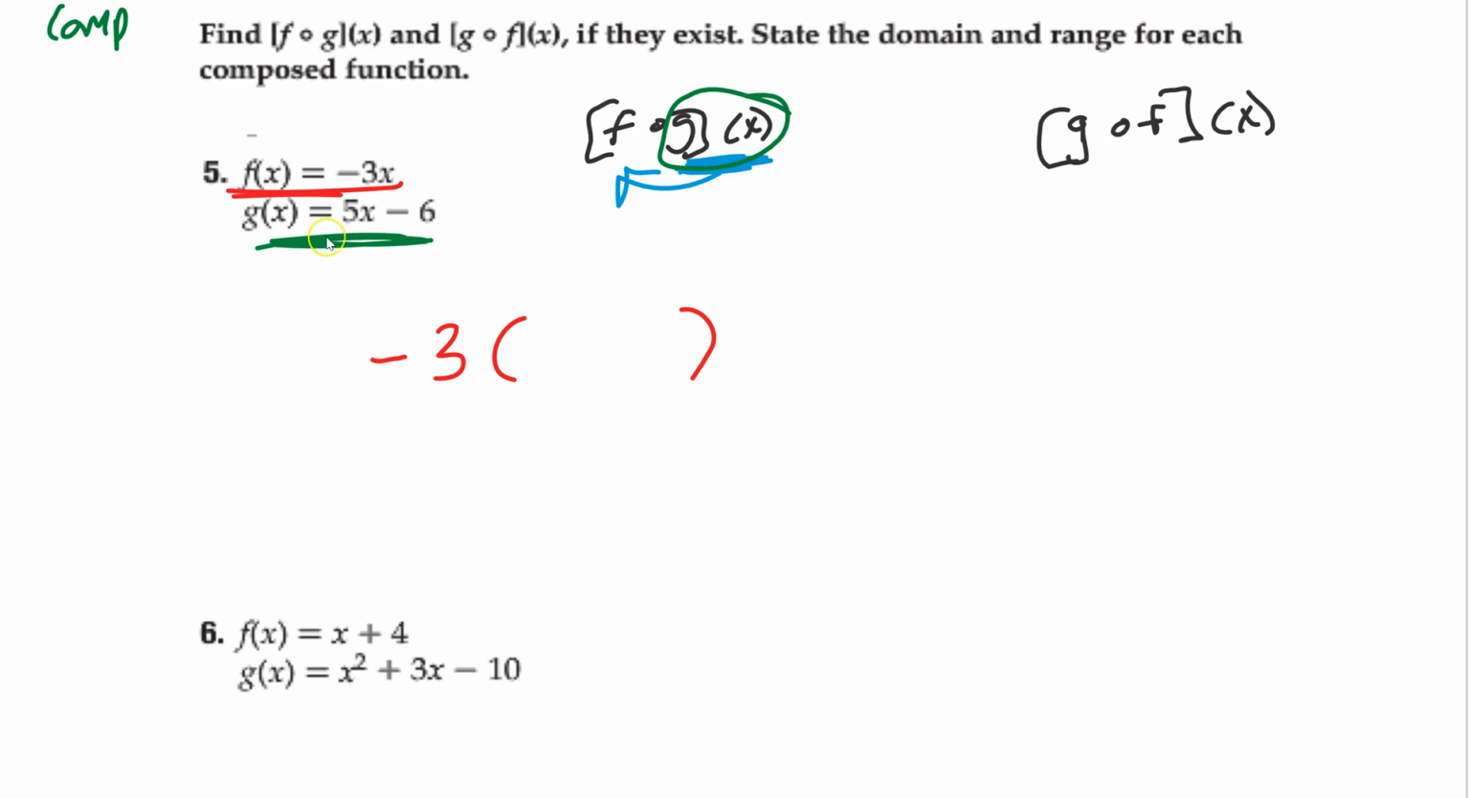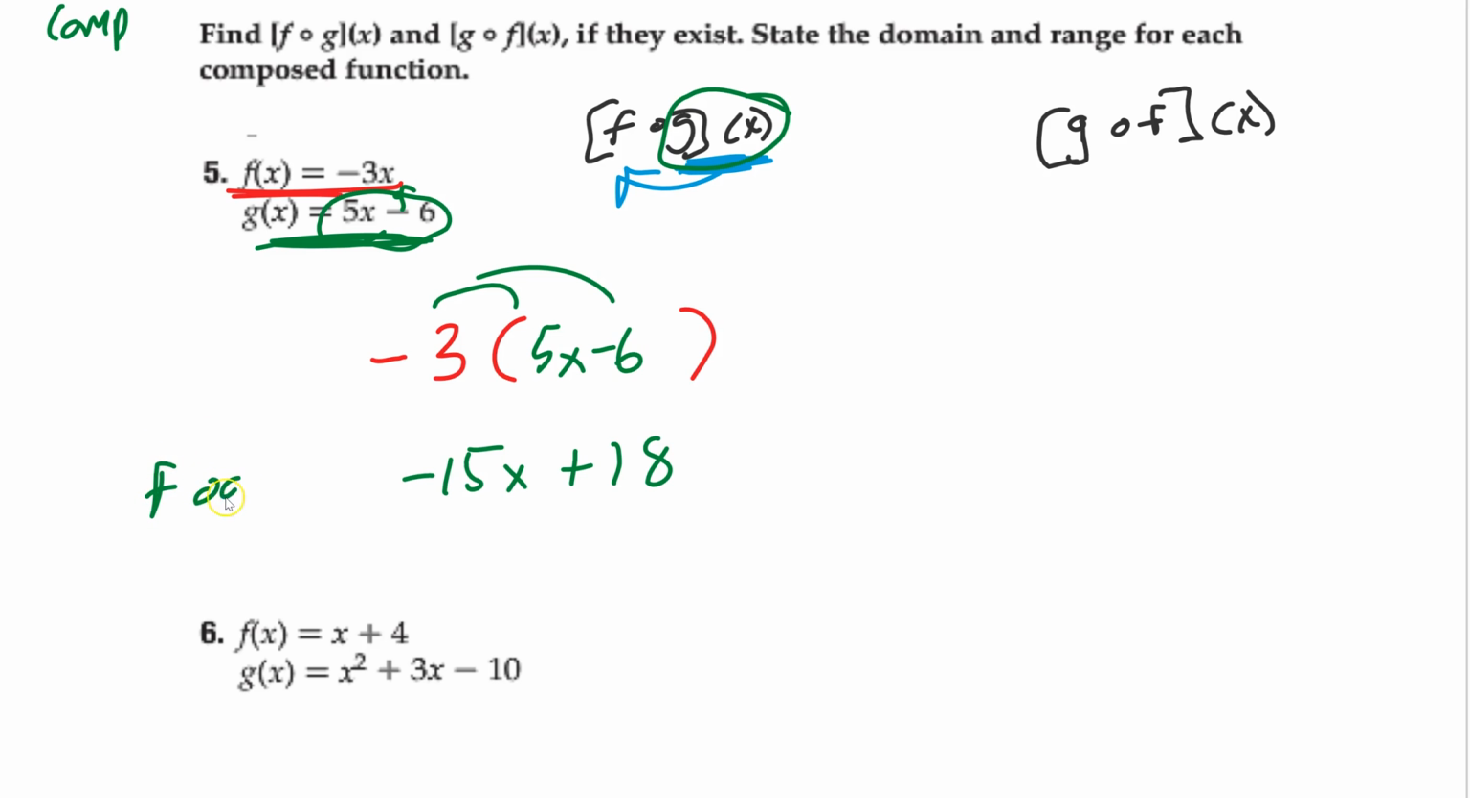So what is g? g is this thing. We're plugging that into the x right there. So it's going to be -3 times (5x minus 6). Then we distribute: -15x plus 18. That's what f of g of x is, right? We're plugging g into the f function, plugging all this into that function right there. Domain: no fraction, no square root, all real numbers.